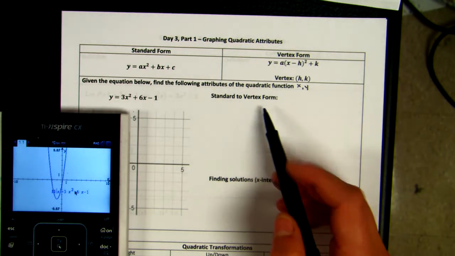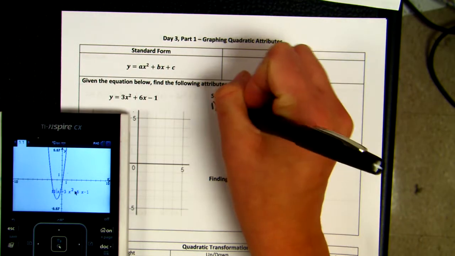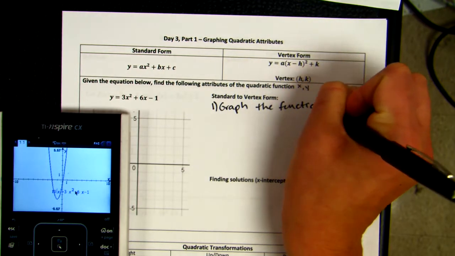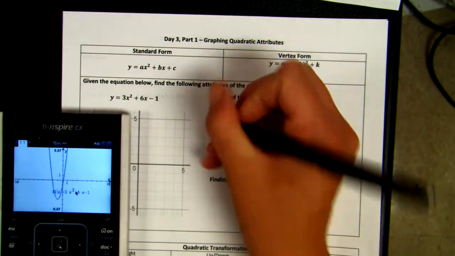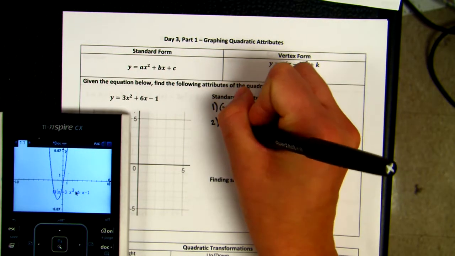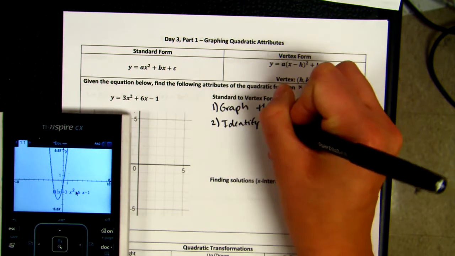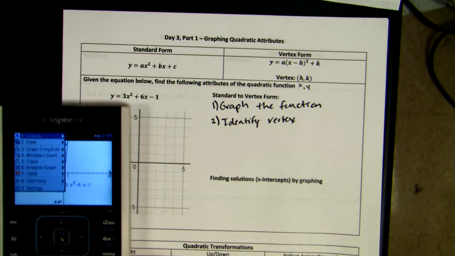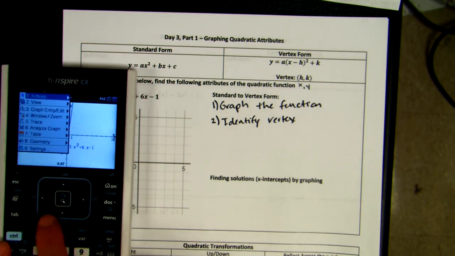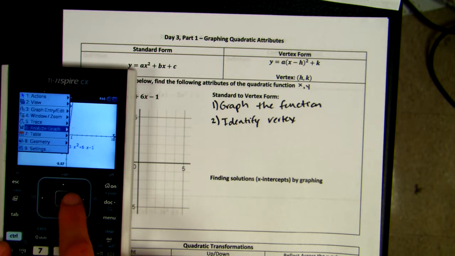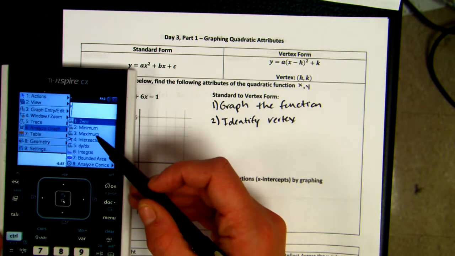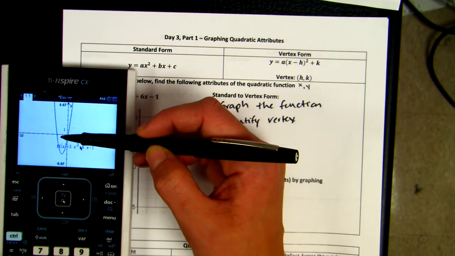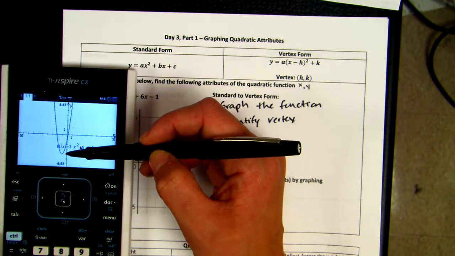To find standard to vertex form, the first thing you do is graph the function in your calculator, just like this. The second thing is to identify the vertex. You can identify the vertex by going to Menu, and then scroll down to Analyze Graph. Then we need to pick between a minimum or a maximum. If we're looking at this function that's shaped like an upwards facing U, we know that our vertex is a minimum.